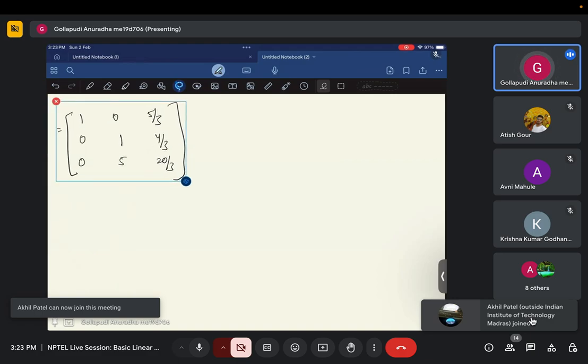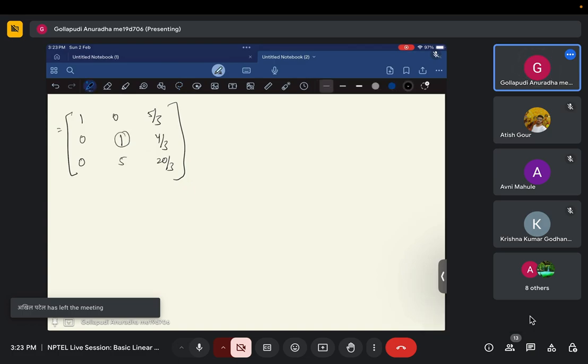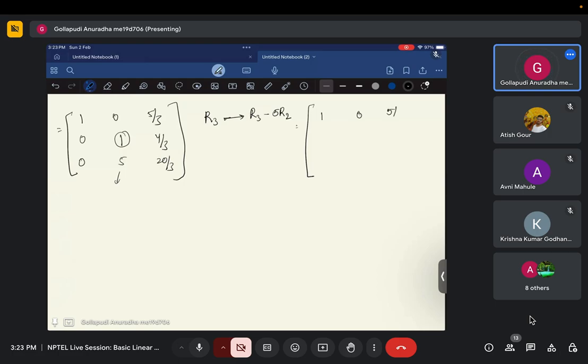As I said, reduced row echelon form. So we got a pivot here. So all the values, row values in the column must be 0. So even this has to be 0. So to make that as 0, so we'll get in this way.